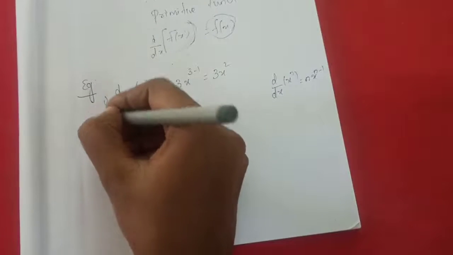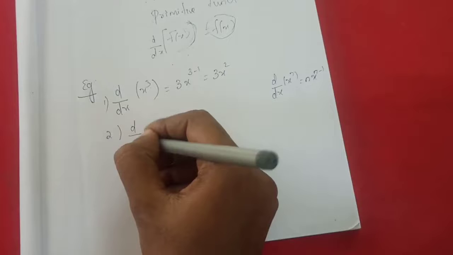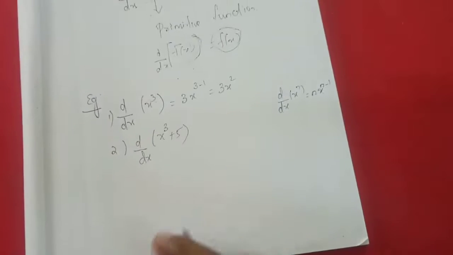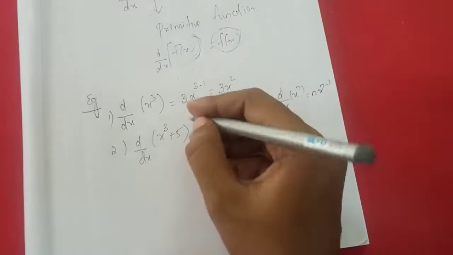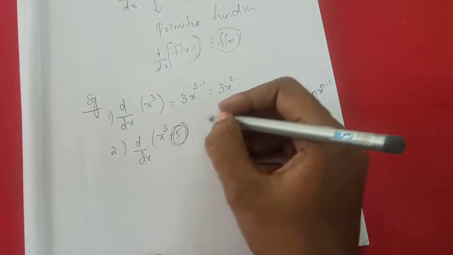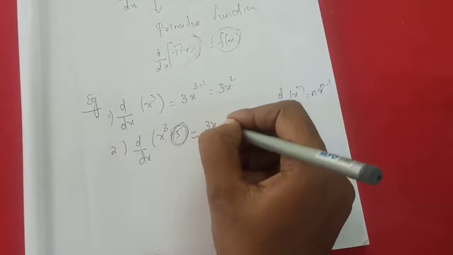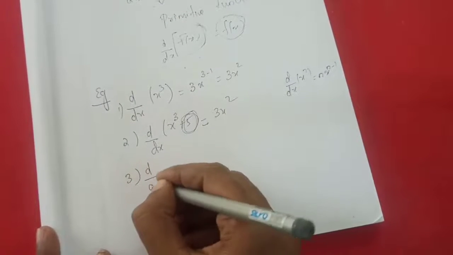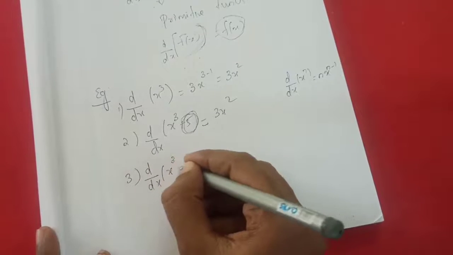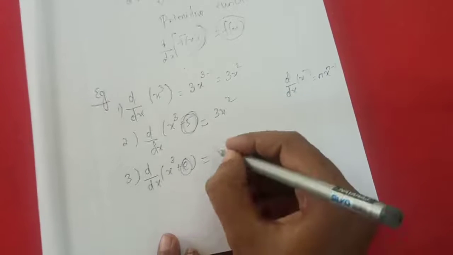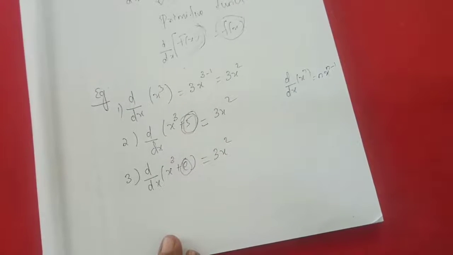Another one. d by dx of x cube plus 5. What's the differentiation for this? This is a constant, is it right? The differentiation of a constant is 0. So for this also the differentiation is 3x square. Then one more. d by dx of x cube plus e. What's the differentiation of this exponential function? That also is 0. So you will get 3x square. Understand?